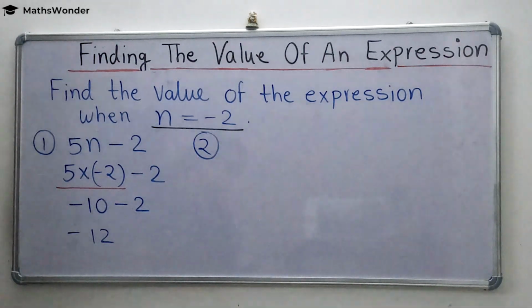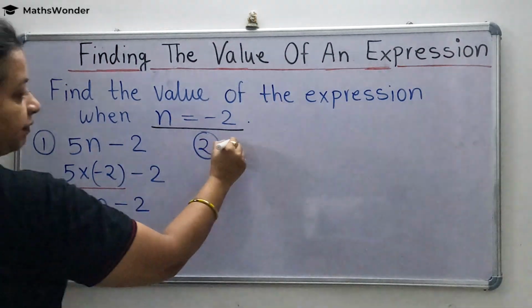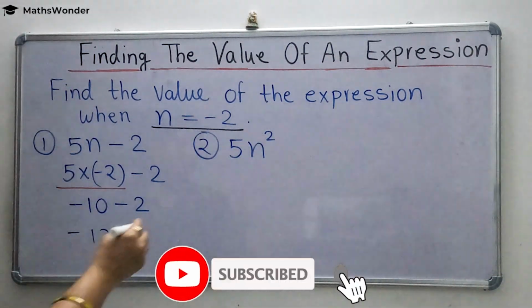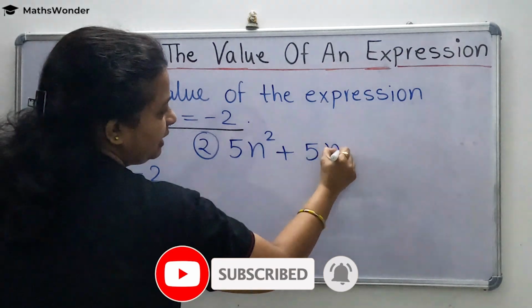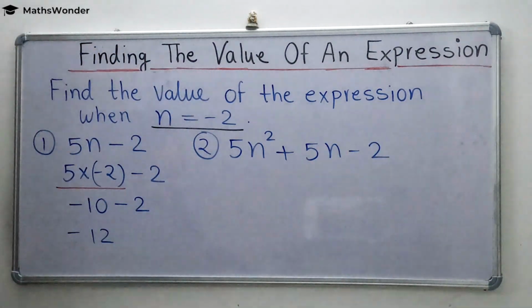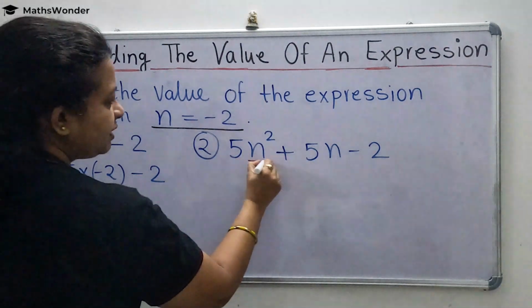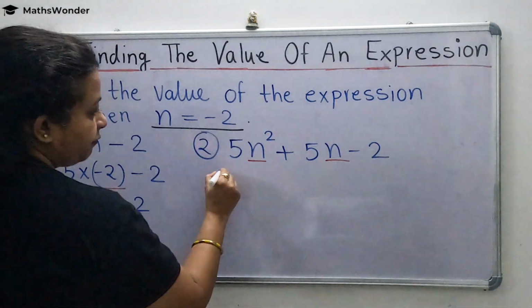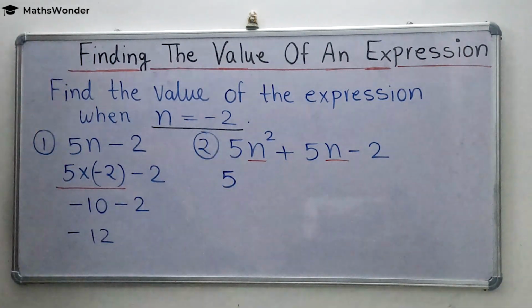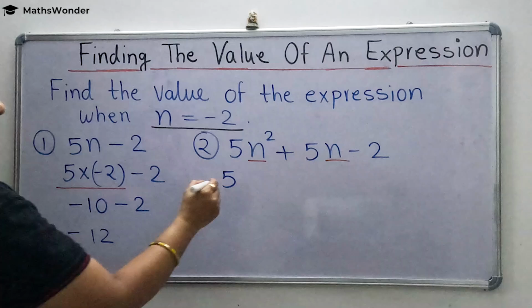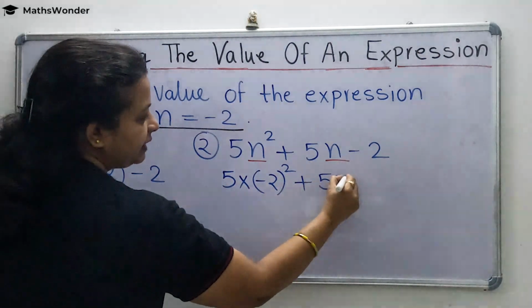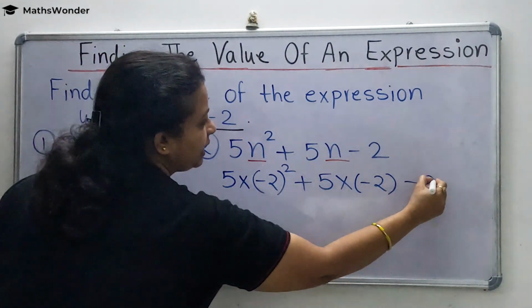Now the second example is 5n square plus 5n minus 2. Now we will substitute all n. We will replace all n with negative 2. So 5n square means 5 times n square. You will write it like this: 5 times n is negative 2, and negative 2.